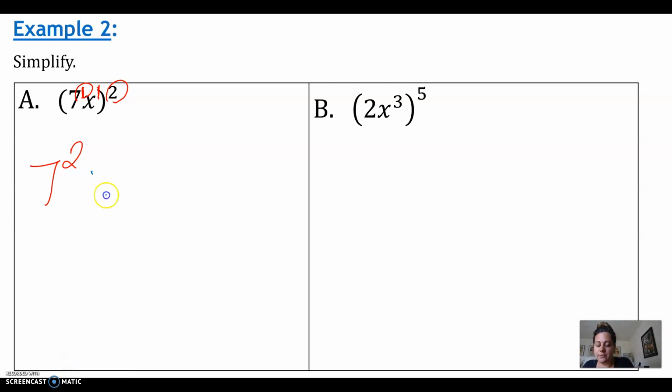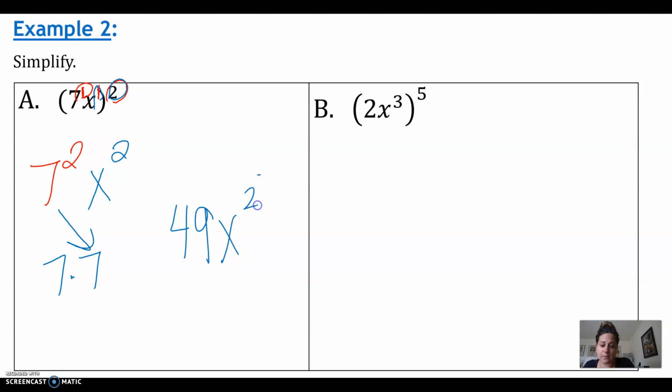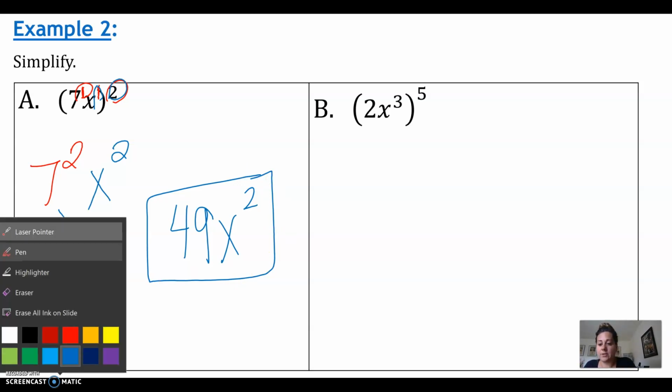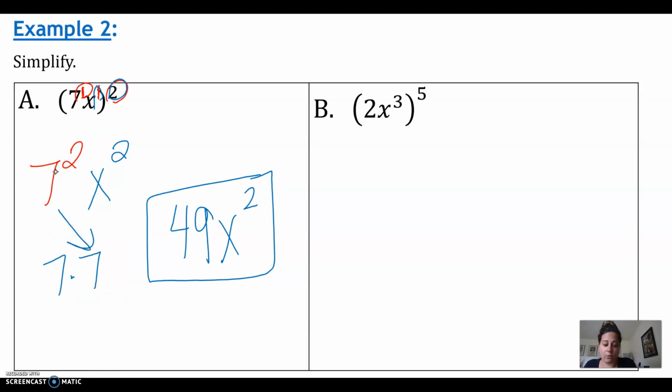Then you're going to do x. You're going to do this 1 times this 2. Get x squared. Now, that is not fully simplified. You need to do 7 times 7, which would be 49x squared. Now, you can't do anything with the x squared, but if you have a number like I do right here, if you have 7 squared or whatever it is, you actually need to do that math for me.